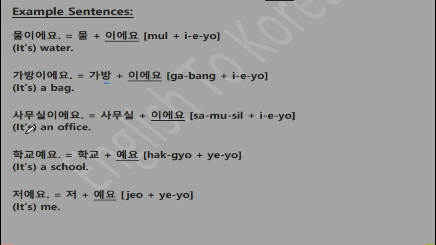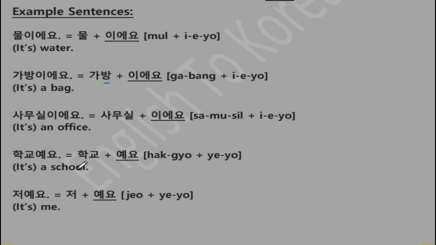Kabangieyo. It's an office. Office means samushil. Samushil. There is a consonant in the end, so we will use EAO.